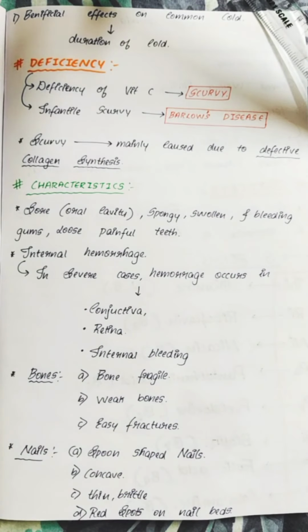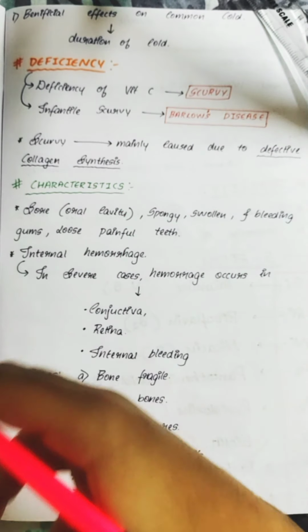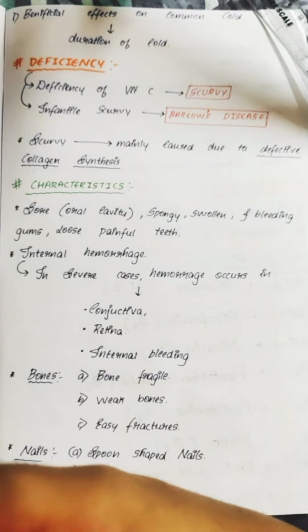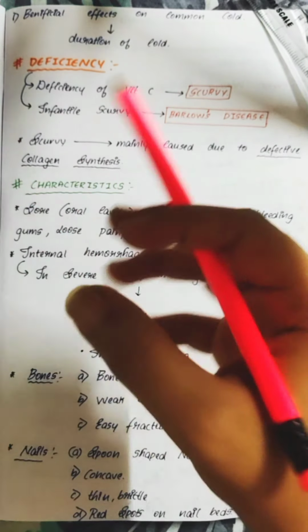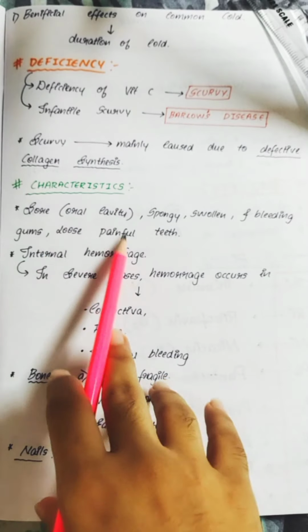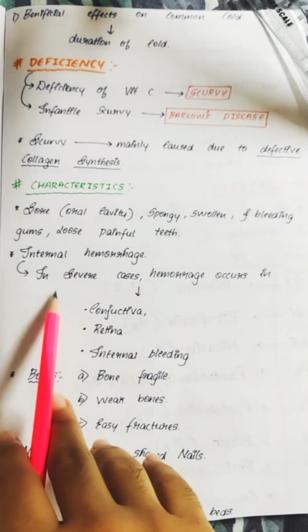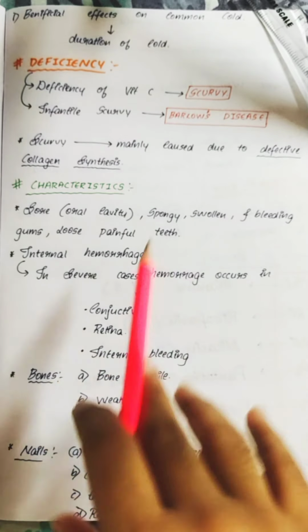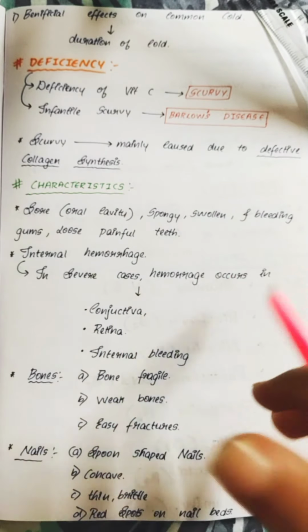We look at the characteristics of vitamin C deficiency. Sore oral cavity, spongy, swollen bleeding gums. You can see there will be swollen bleeding gums and it is very, very painful. There will be loose, painful teeth. Also, internal hemorrhage can be seen. In severe cases, hemorrhage occurs. Conjunctival, retinal and internal bleeding can also be seen.